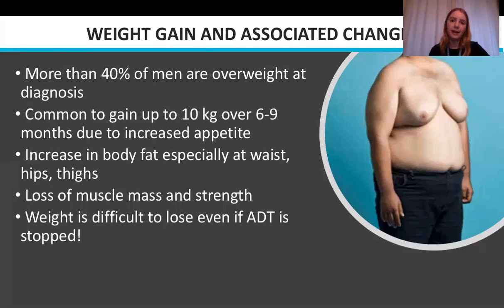Now, looking at weight gain, when your body undergoes a change in testosterone levels, it's common to gain weight and lose muscle. More than 40% of men are already overweight at the time of diagnosis, and that makes them more at risk for further weight changes. It's common to gain about 10 kilograms or up to 10 kilograms, which is 22 pounds, over a period of 6 to 9 months after starting treatment. Now, this is typically due to having an increased appetite or cravings for unhealthy foods.